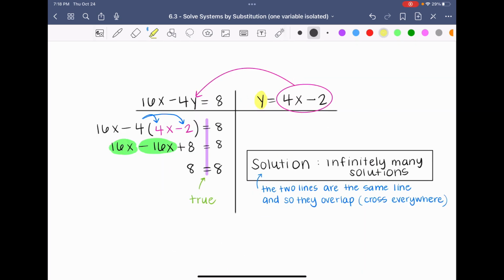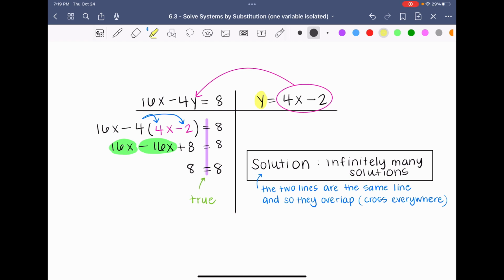Here in this final example today, we see the last thing that can happen. I start by writing one equation down on the left and one equation down on the right. The y is all by itself in the equation on the right, so I'm going to substitute 4x minus 2 in for the y in the first equation. So we'll rewrite that and substitute 4x minus 2 in.